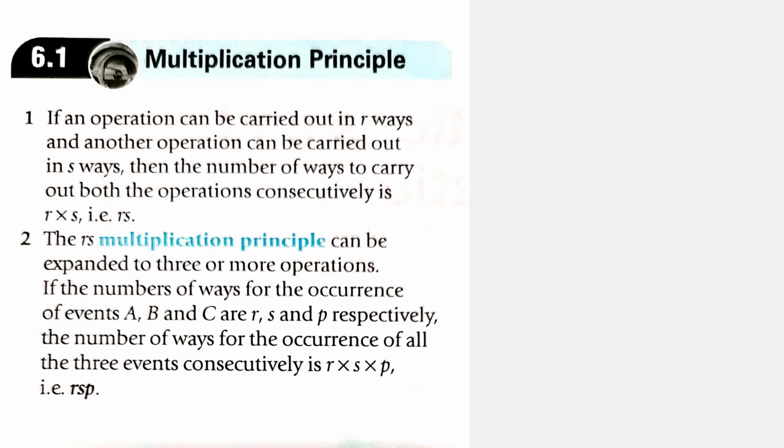If an operation can be carried out in R ways and another operation can be carried out in S ways, then the number of ways is R times S. R times S is actually the multiplication principle, which can be expanded to 3 or more operations.